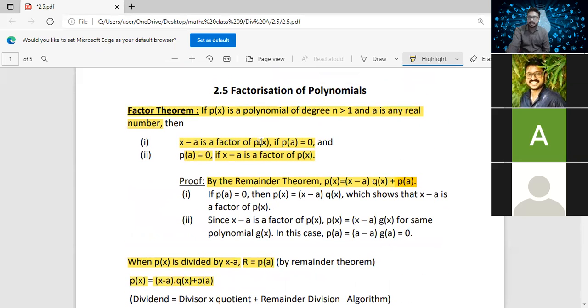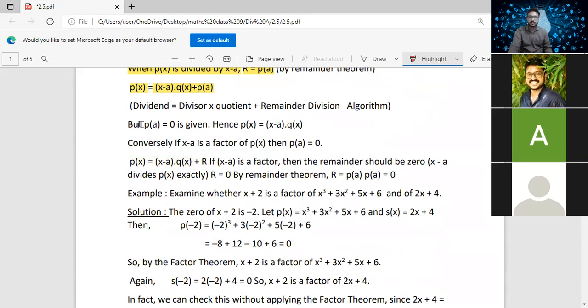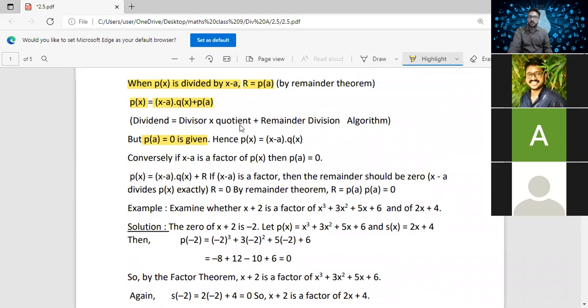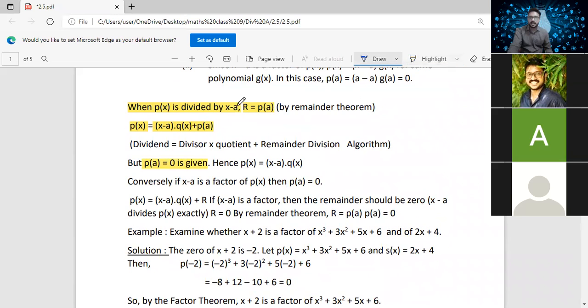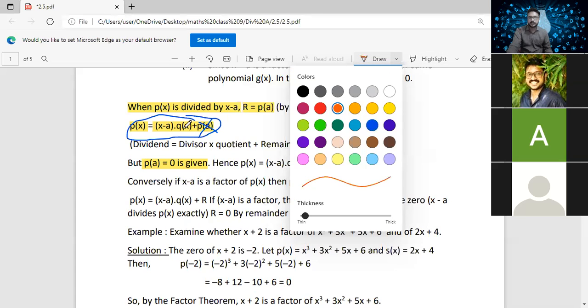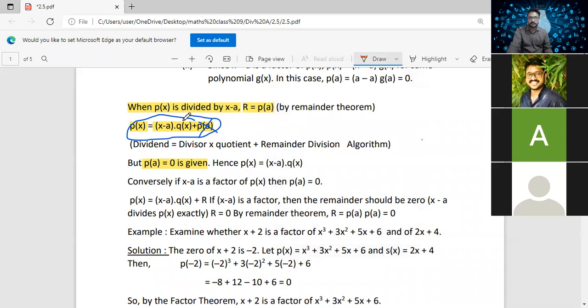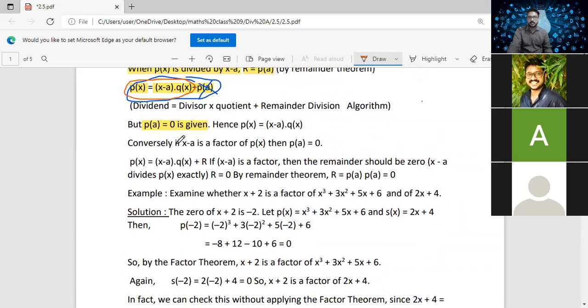But what is given in the first section? It states that p of a is 0. So we are given that p of a is 0. See, so what happens in this area when p of a is 0? We can neglect that part. So what is the remaining portion? The remaining portion is only this much: p of x is equal to x minus a into q of x.